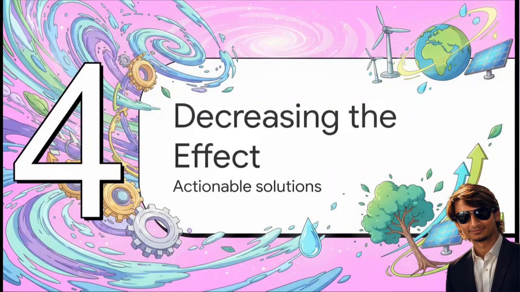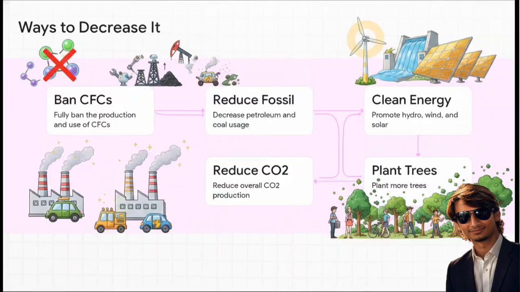Okay, Section 4, Decreasing the Greenhouse Effect. So how do we fix this? To decrease the greenhouse effect, we absolutely have to rein in the production and use of these gases. The source material outlines 5 clear, actionable steps.